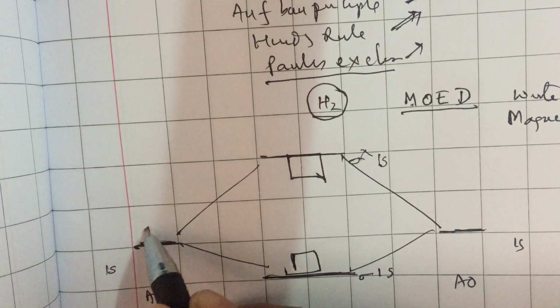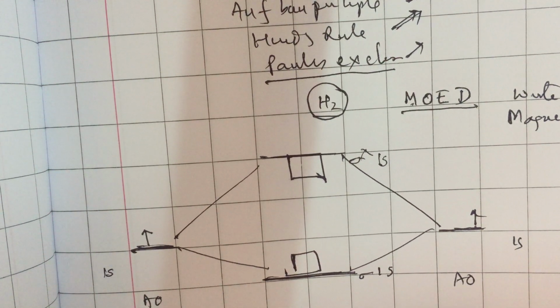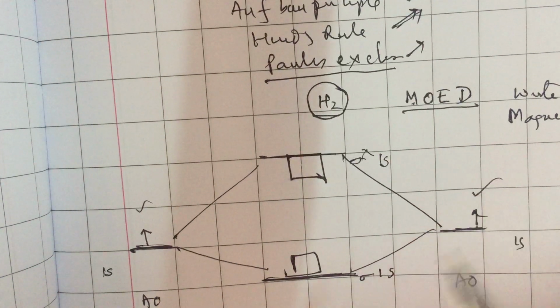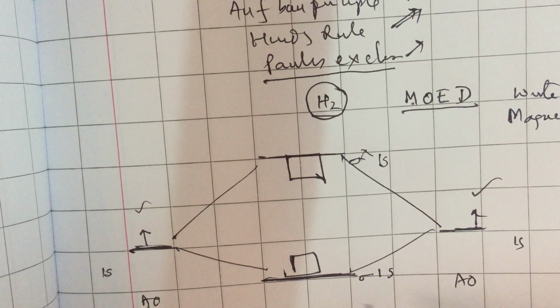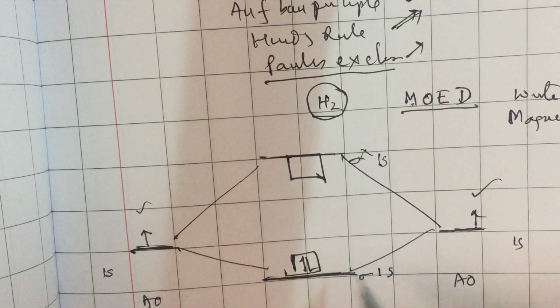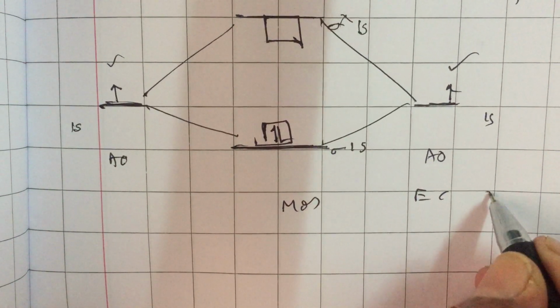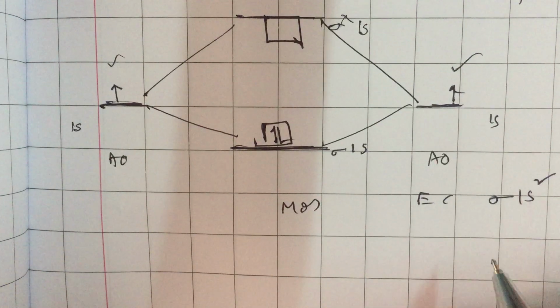And now hydrogen electronic configuration is 1s1. So the total number of electrons involved in the formation of H2 molecule is 2. These two, according to Aufbau principle, I should put in only sigma 1s. So the electronic configuration of H2 molecule is sigma 1s2.